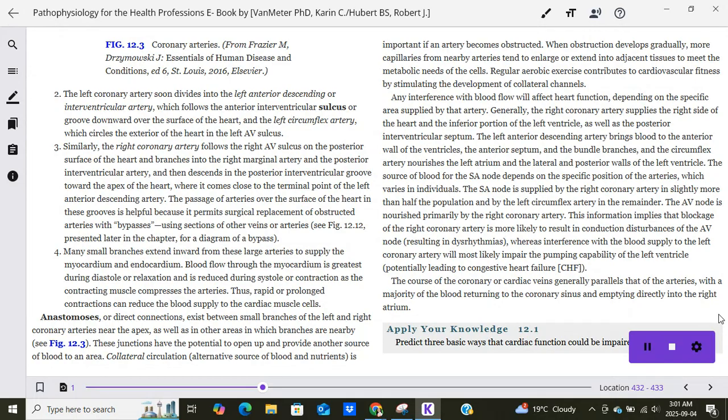The course of the coronary, or cardiac, veins generally parallels that of the arteries, with a majority of the blood returning to the coronary sinus and emptying directly into the right atrium. Test Your Knowledge 12.1: Predict 3 basic ways that cardiac function could be impaired.